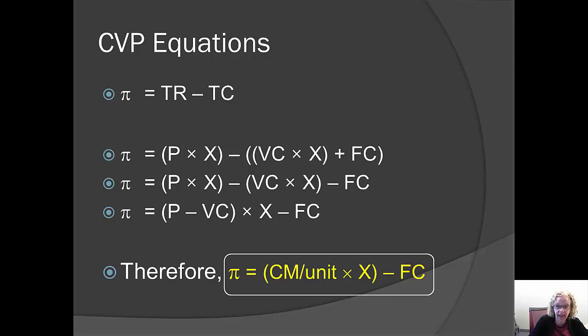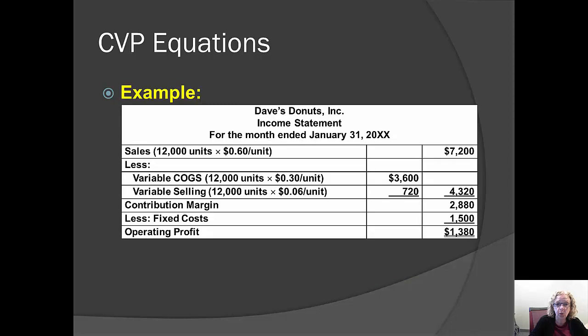That's a very handy equation for cost, volume, profit analysis. That's the equation that we're going to use to try to understand how changes in our level of activity or changes in our price structure affect our firm's ability to be profitable. So let's look at an example.